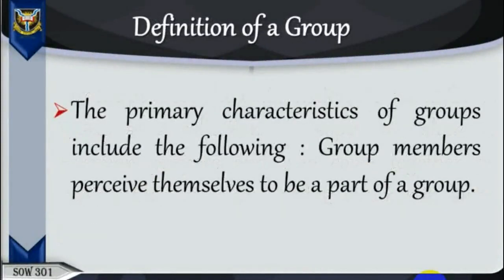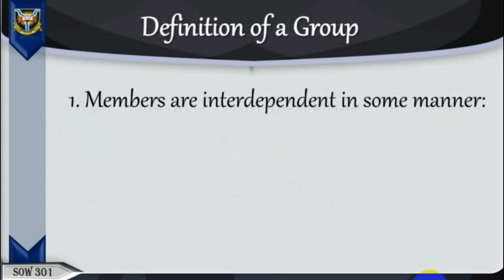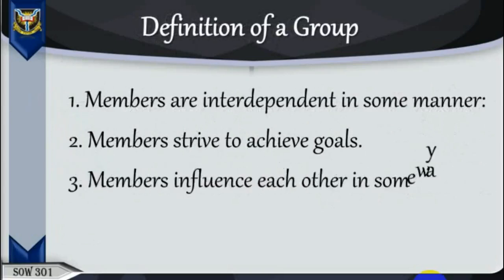The primary characteristics of groups include the following. Group members perceive themselves to be a part of a group. Members are interdependent in some manner. Members strive to achieve goals. Members influence each other in some way.